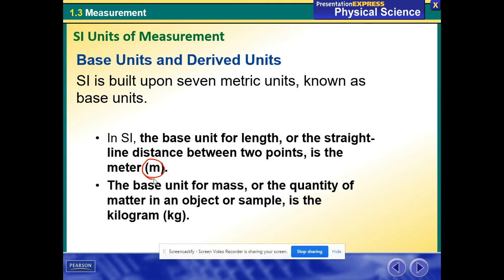The base unit for mass, which is defined as the quantity of matter that an object or sample has, is the kilogram. This is the only one that's different. A lot of people think it's just the gram, but it's actually a kilogram.